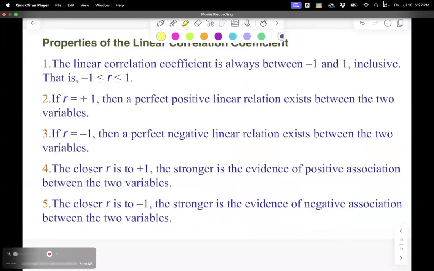Here are some things to know about our correlation coefficient. It's always between -1 and 1. If somehow you did something to get a value greater than 1 or less than -1, you did something wrong. If R is exactly 1, then it's a perfect positive linear relation. If it is exactly -1, it's a perfect negative linear relation. If it's really close to 1 or really close to -1, then it's a strong linear relation, either positive or negative.